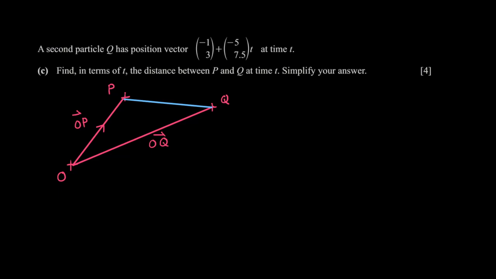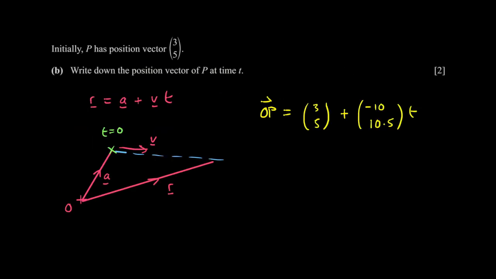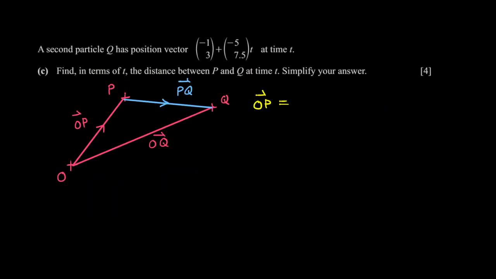Well, what would that distance be? That distance will be the same as the magnitude of the vector P to Q, right? So if we can find the vector from P to Q, then the length of that vector will be the distance PQ. The magnitude of that vector will be the distance PQ. So first order of business is to find PQ. All right, well, we already know that OP is equal to this guy here, (3,5) plus (-10, 10.5)t. So let's write that down. (3,5) plus (-10, 10.5) times t.